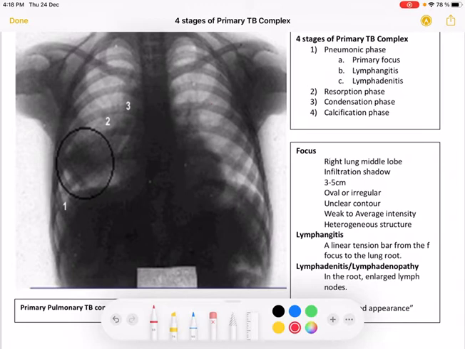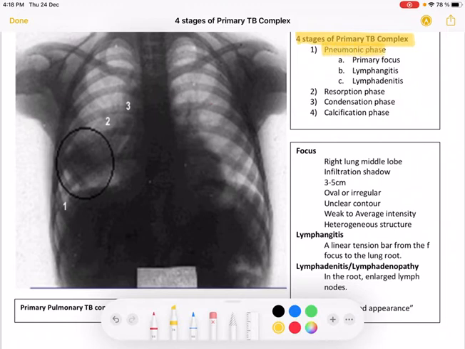Okay, so let's go through the description of this X-ray. Before going through the description, I just want to say that there are different stages of TB, how the TB progresses, what is the pathogenesis of that, how TB starts to destroy our lung tissues, and after that how it resolves depending upon the immunity, or how it progresses to cavity formation. So there are 4 stages of the primary TB complex. I will also say what the TB complex is.